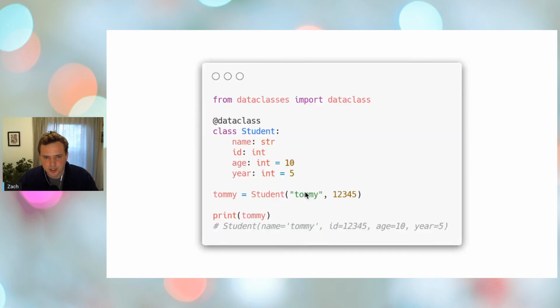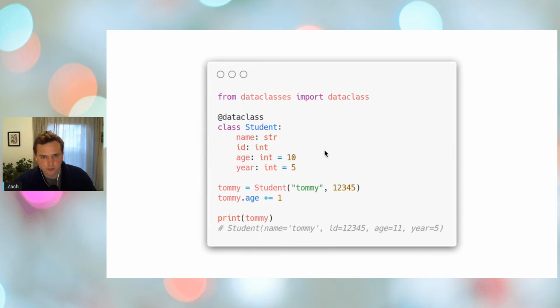To give you an example of a data class, we can say from the dataclasses module, import dataclass, and then use that as a decorator on some regular class definition. You'll notice this looks identical to the typing.NamedTuple. The only thing we changed was we're not inheriting anything, and we're using a decorator to say this thing's a data class. And if we initialize one, we get the same default values. Tommy's going to get age of 10, year is 5.